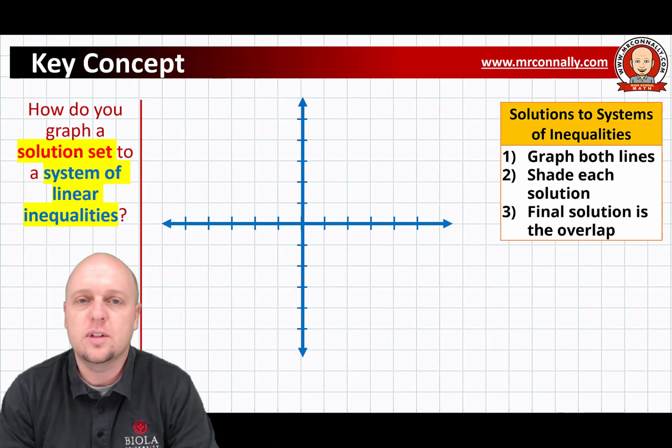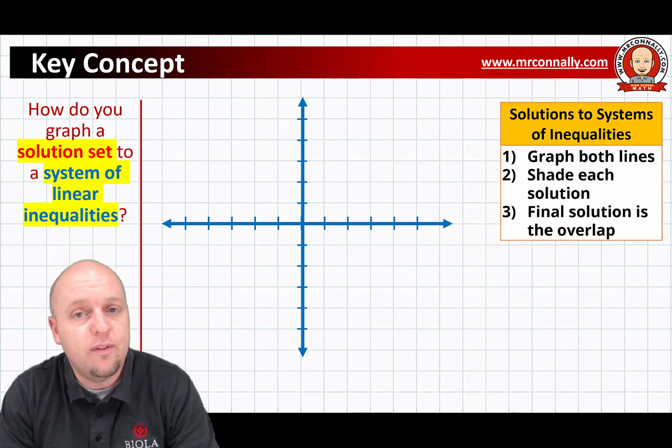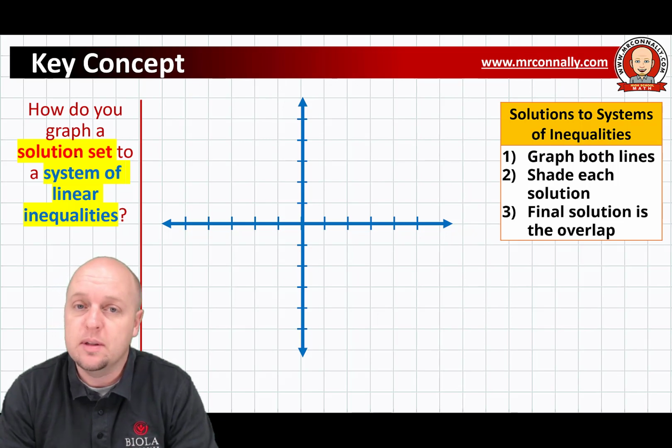All right, key concept for today. How do you graph a solution set to a system of linear inequalities? Okay, we've already done graphing one inequality. What happens if there's more than one? Well, there's going to be more than one answer. So how do we do that?